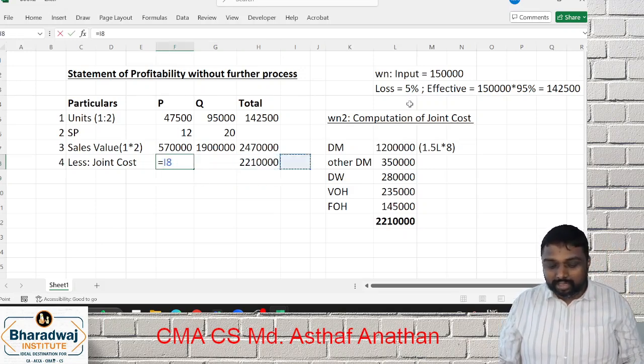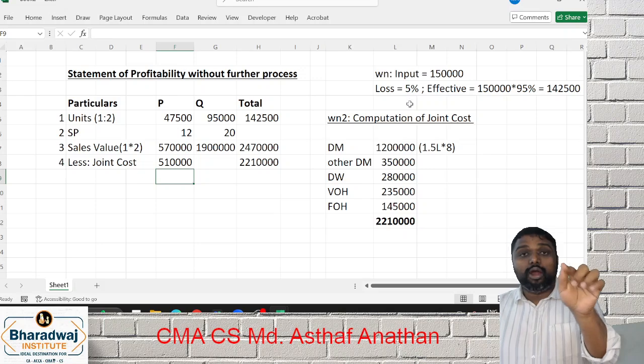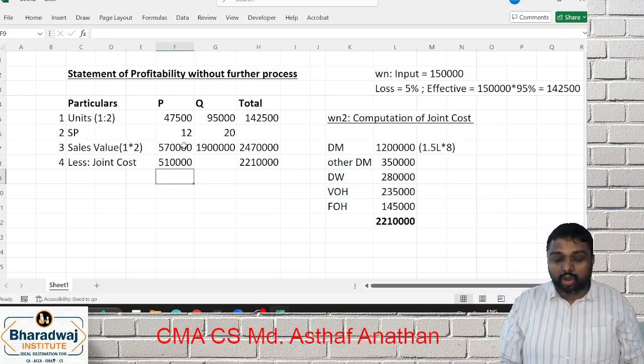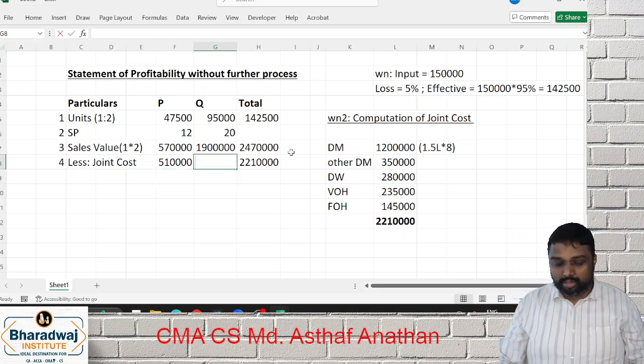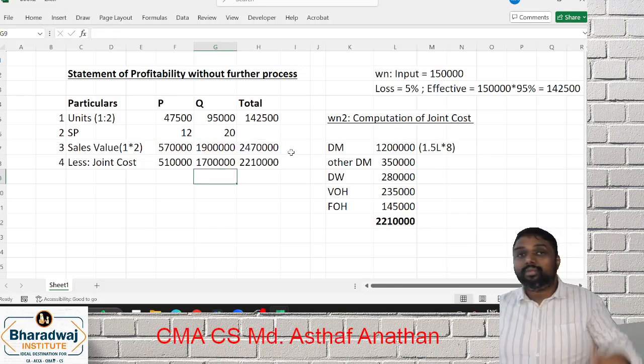So what is the amount? This amount you have to ratio on the basis of what? 57 by 247. You will get what? 5 lakh. If you want to work it out in your calculator, take a short number. A bigger number will not work in your calculator. Again, are you clear? Understood or not?